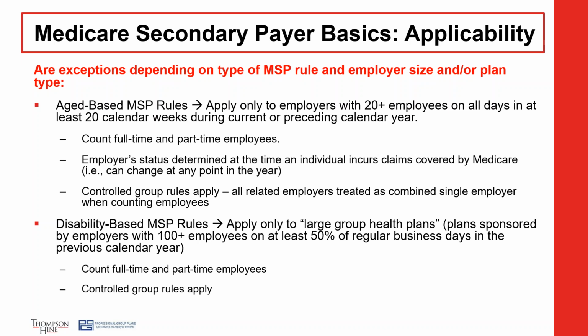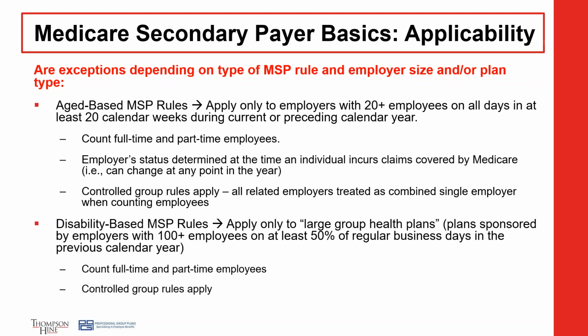Now, to determine whether an employer reaches that 20 employee threshold, you're going to count both full-time and part-time employees. And note, because it applies during the current or preceding year, the employer status could change at any time during the year. And so you'll need to take a look at, when is the claim being incurred? What is the status of the employer at that time? And note that controlled group rules apply.